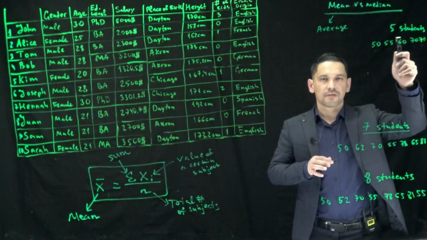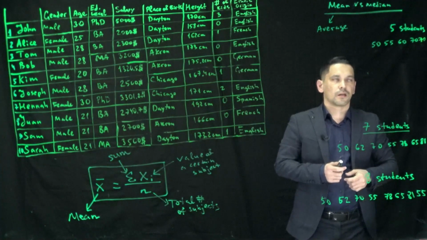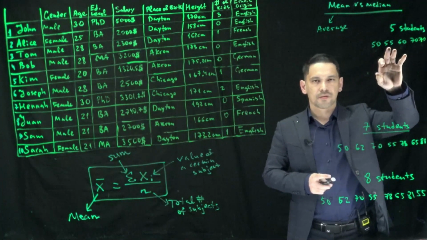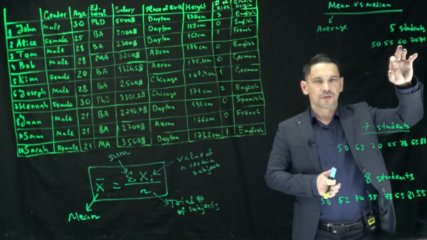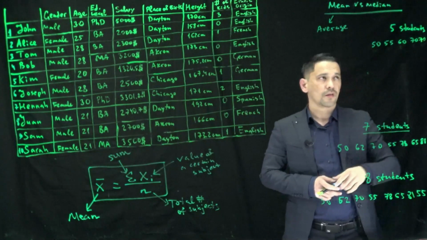Let's say I got 5 students in my class and they all had an exam on statistics, and one of the students scored 50 out of 100, the second student scored 55, the next one scored 60 out of 100, and all the rest of the students scored 70 out of 100.